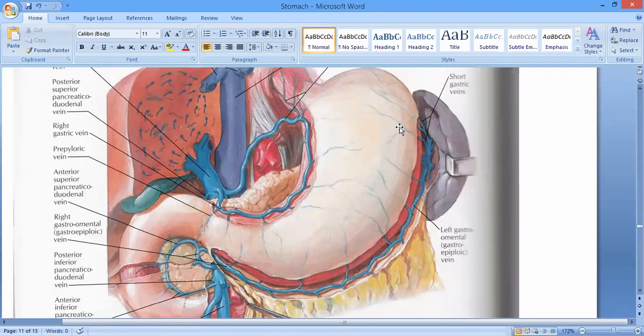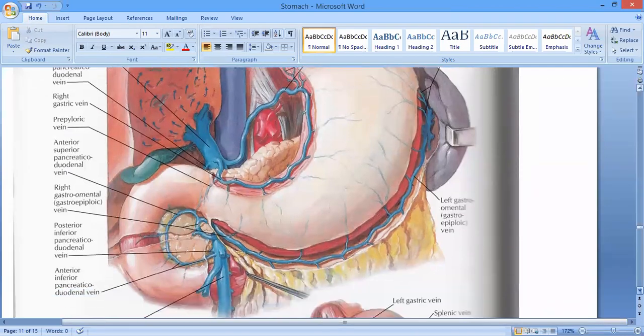These veins drain into different veins. Accordingly, the right and the left gastric veins open into the portal vein. Look here: the left gastric vein and the right gastric vein come down over here and open into the portal vein. What is the portal vein? I have already told you something about it.